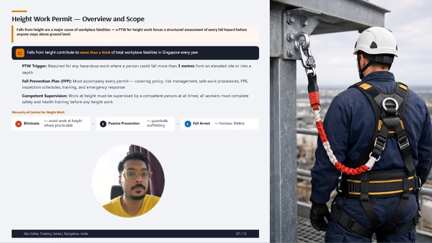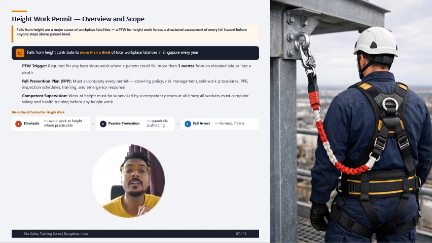That's all. So what we talk about right now is work at height. Falls from height are a seriously major concern. I just wanted to highlight that in Singapore, falls from height contribute more than a third of the total workplace fatalities. So they lose their lives in Singapore each and every year.